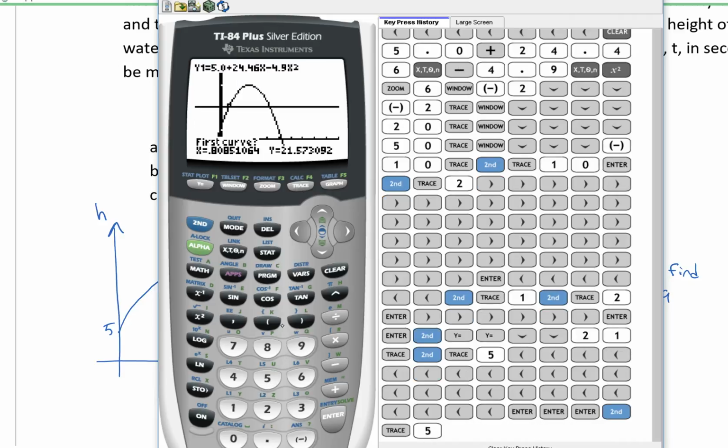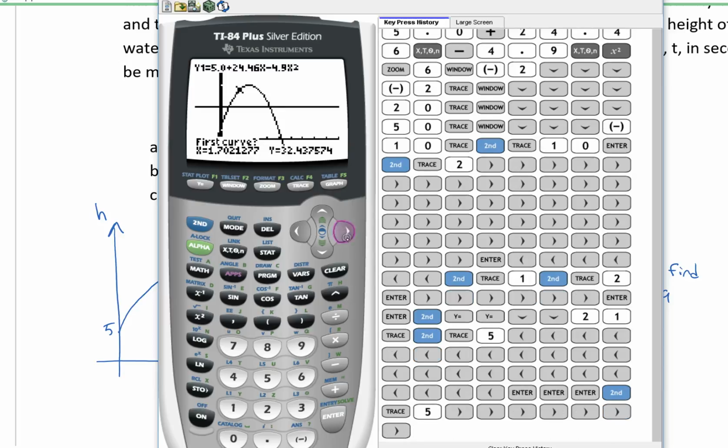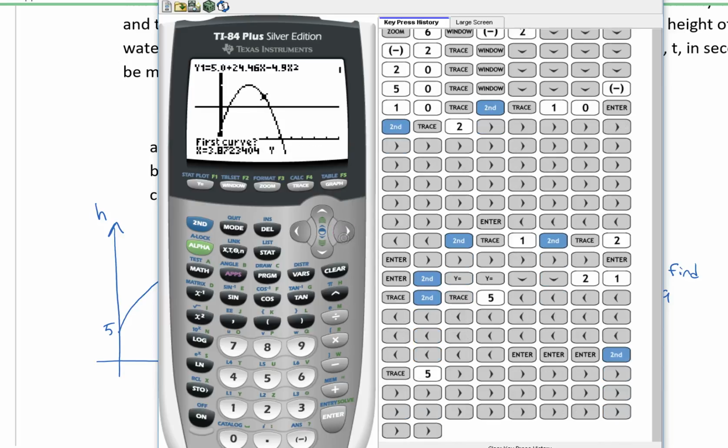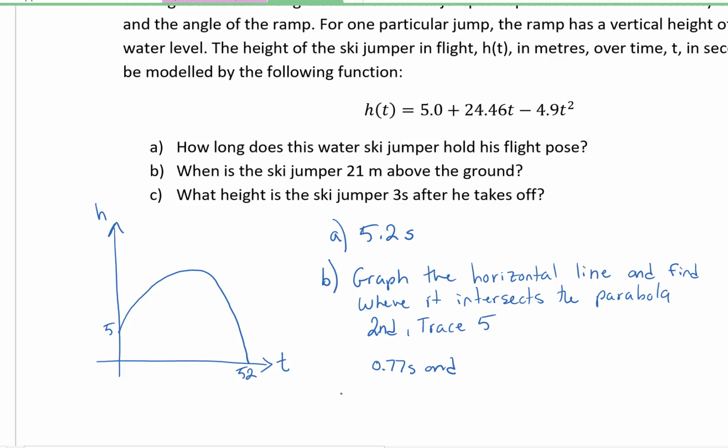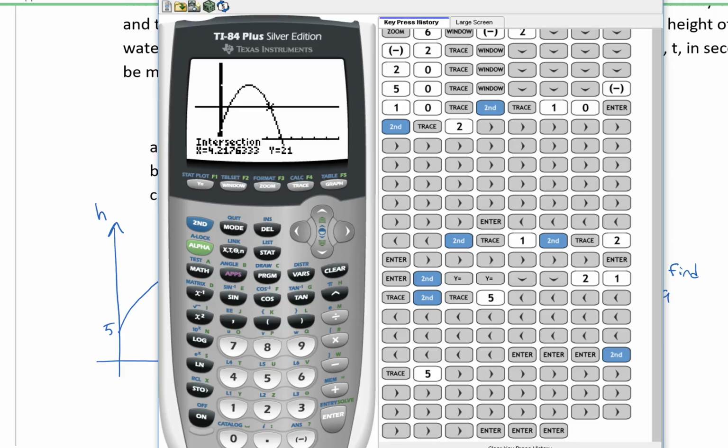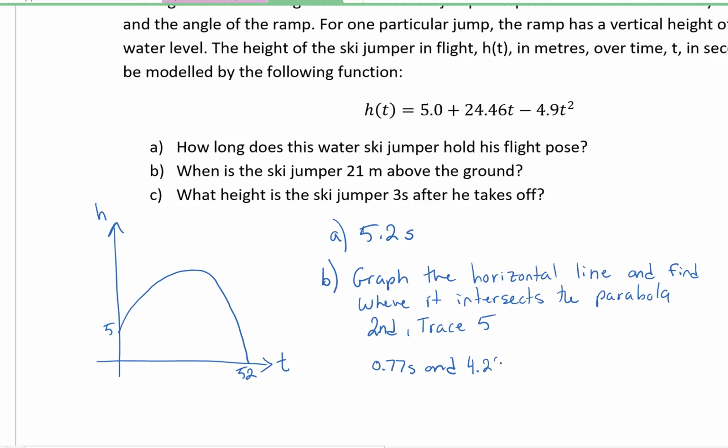Second trace 5 again, but now I'm close to the one I've already done, so you've got to move the cursor over and find out what the other one is. Enter, enter, enter, and there we've got 4.2 seconds. We used 2 decimal places before, so I'll use 2 decimal places here: 4.22 seconds. Okay.